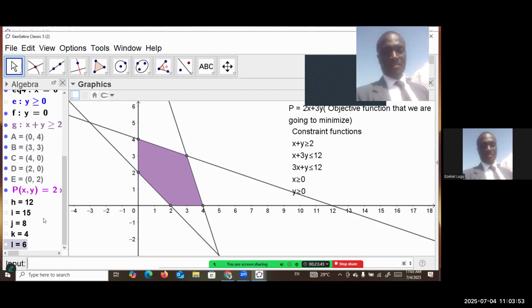So now we are going to answer our question. Our question is, we are going to minimize the function. That's our optimization. I let you know from the beginning that in optimization, we are either minimizing or maximizing. For this question, we are going to minimize. So just check the value of the function at the various points and pick the least value. The least value there is the minimum value of that function.